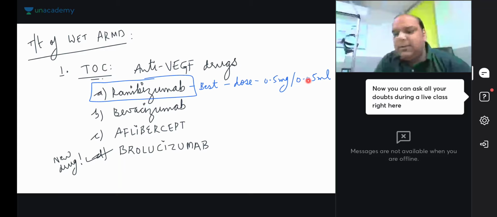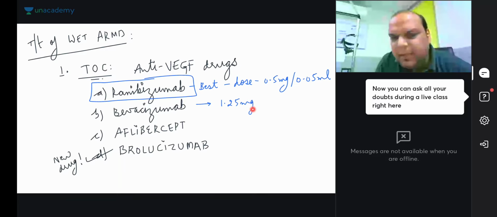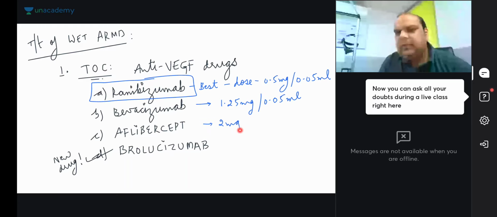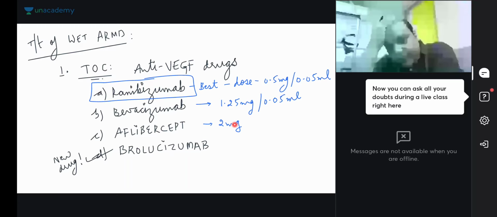Okay, everybody. Now, bevacizumab is actually not FDA approved. Its dosage is 1.25 milligram per 0.05 ml. The dosage of aflibercept is 2 milligram. Okay, everybody, done. That's the treatment of choice.